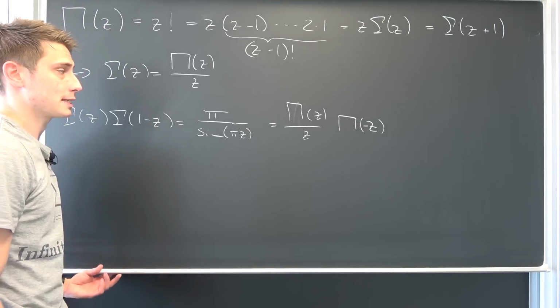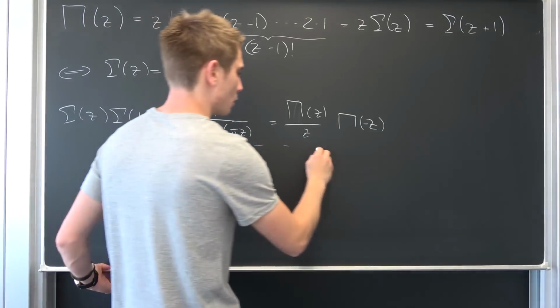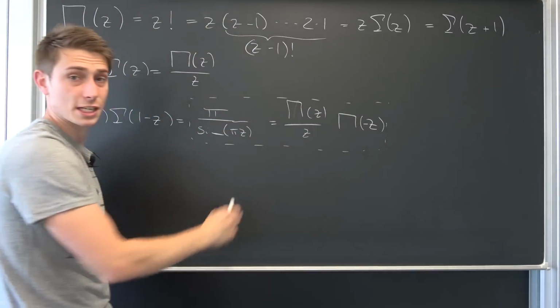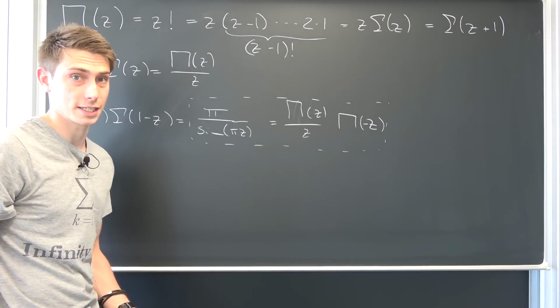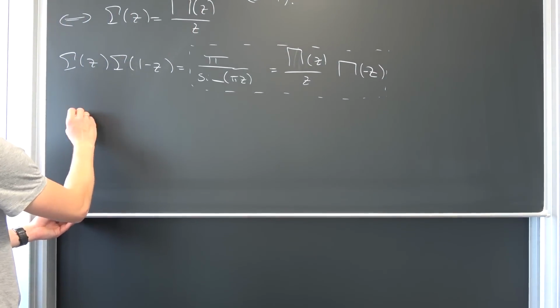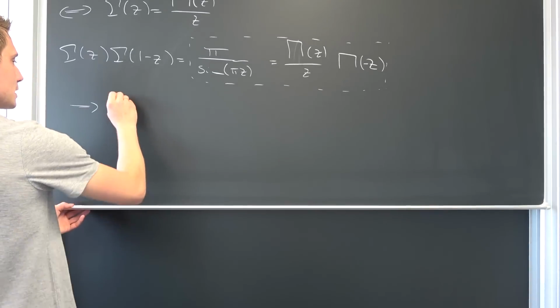I hope this does make sense to you. So now we have this nice relationship right here, and now we are going to multiply both sides by z, under the condition that z is not equal to 0, and then we have actually our reflection formula for the pi function. So no further stuff to do right here.